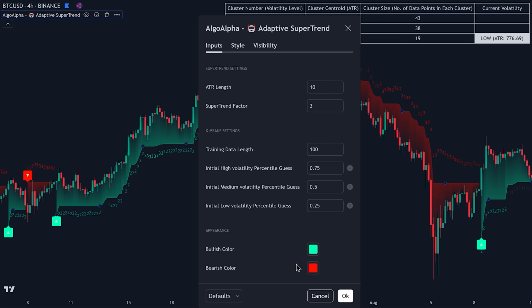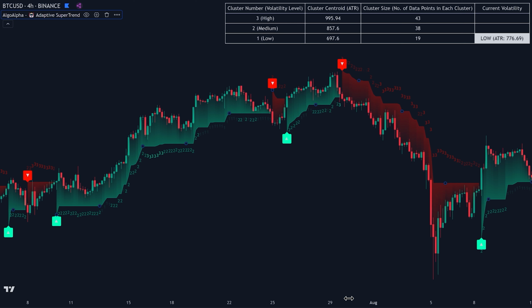For this video, I'll mainly use the default settings, as they are well suited for most trading scenarios. However, feel free to adjust the volatility settings and appearance based on your specific strategy. Once you're done, simply click OK to apply the changes and start analyzing the trends with your customized settings.